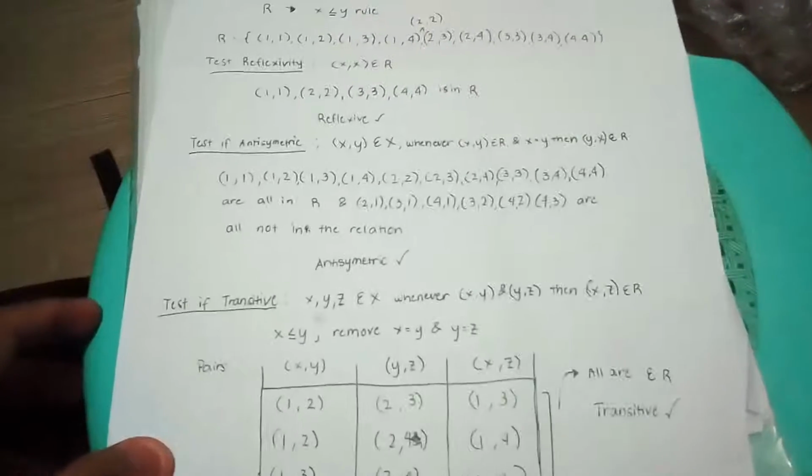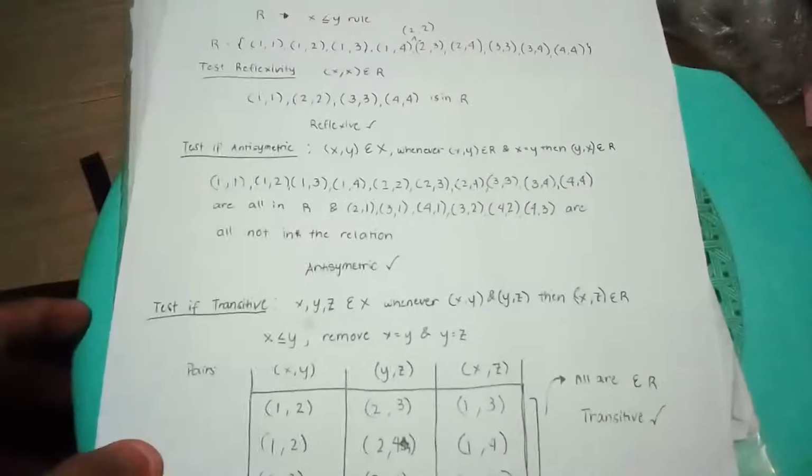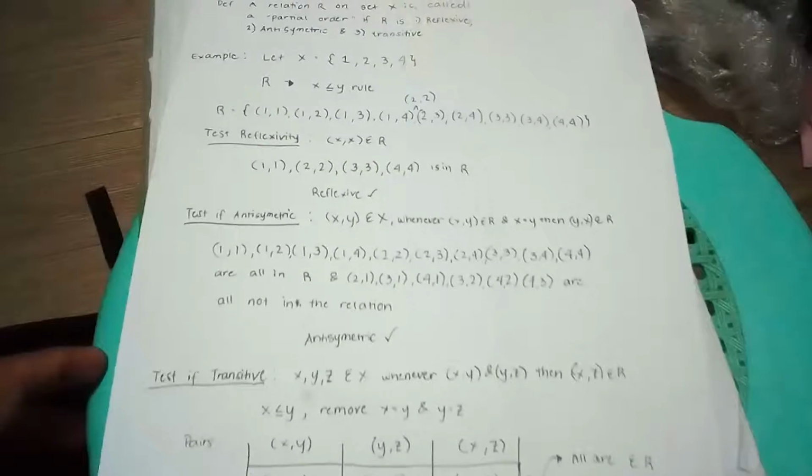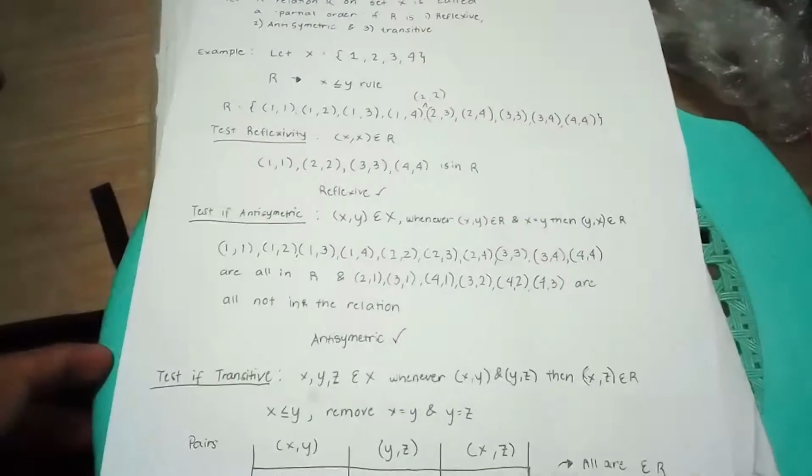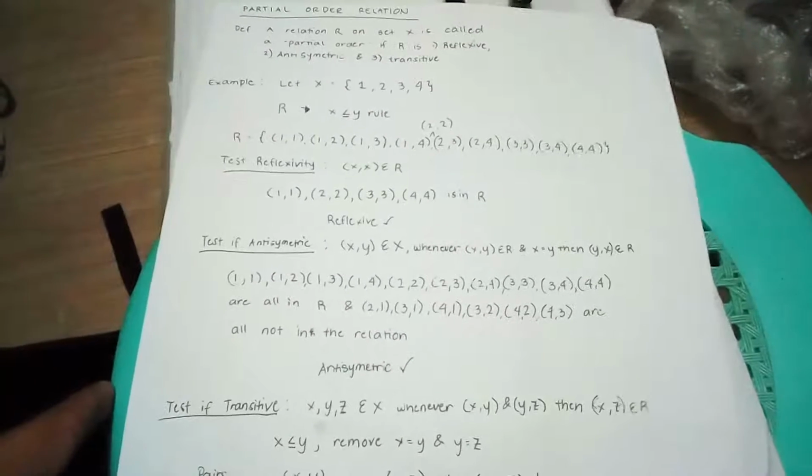So ayun, since pumasok yung ating relation dun sa tatlong condition, kung reflexive ba siya, antisymmetric, and transitive, lahat naman yun pasok. So masasabi natin na yung x is equal to 1, 2, 3, and 4, yung relation niya is a partial order relation.